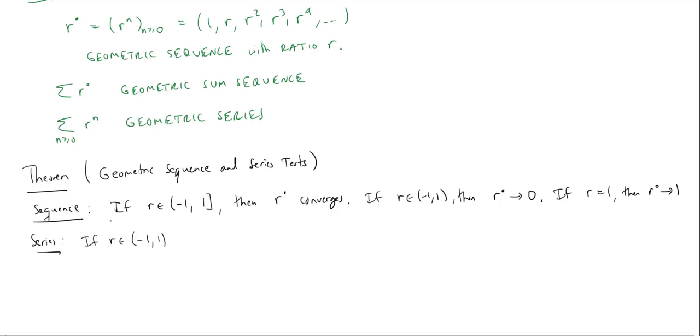And actually, I should probably say for the sequences, otherwise, if r is not in there, then r^n diverges. Okay, so if you're outside of this interval, -1 to 1, r^n will diverge. So we also know that if r^n diverges, then the series diverges. So we don't have to check anything other than this interval. And in fact, in this case, the series converges. And in fact, we know exactly what it will converge to, namely 1 over 1 minus r.